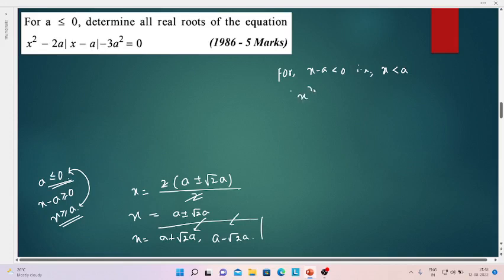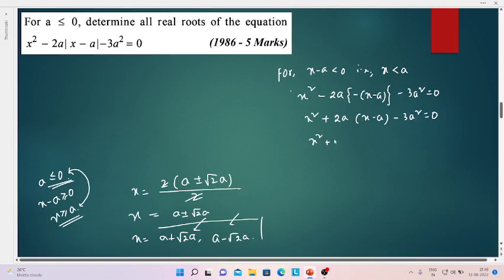Then the equation will become x square minus of 2a times minus of x minus a minus 3a square equals to 0. So it will have x square, minus times minus will be plus, 2a times x minus a minus 3a square equals to 0. So it will have x square plus 2ax minus 2a square minus 3a square equals to 0, right? So it will have x square plus 2ax minus 5a square equals to 0, right?